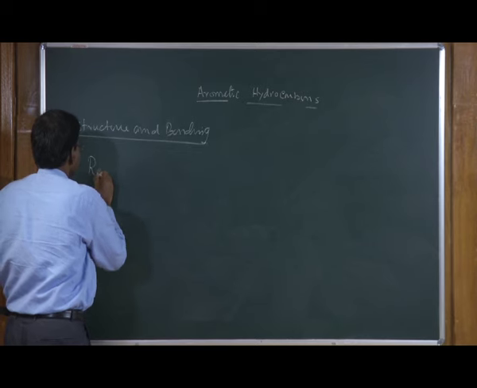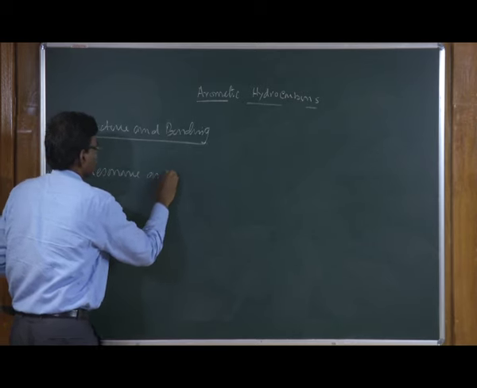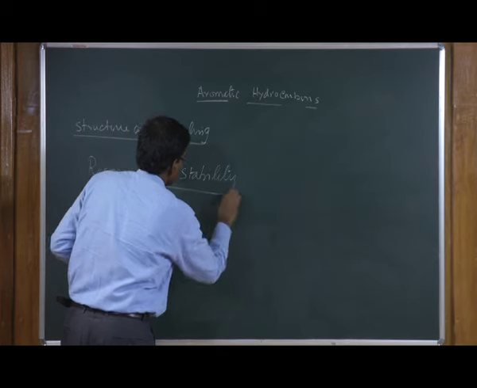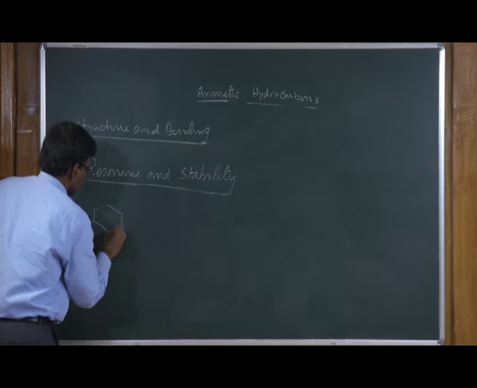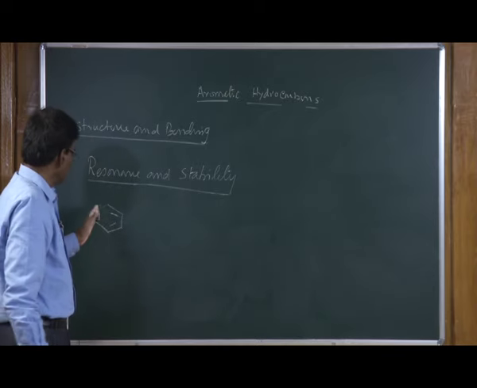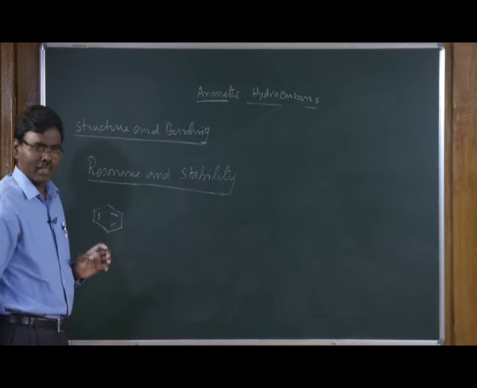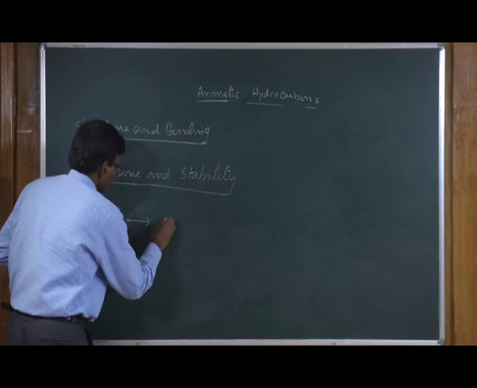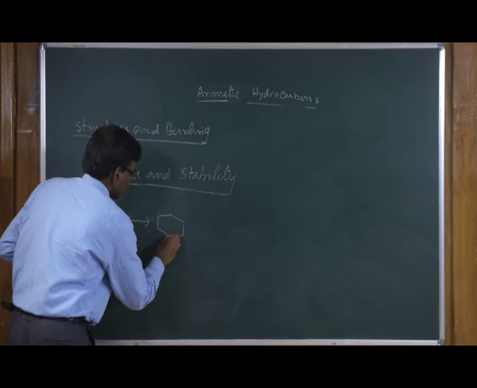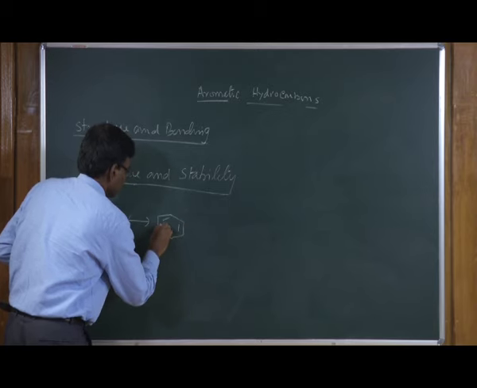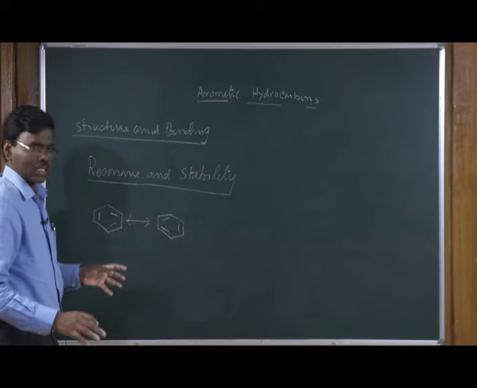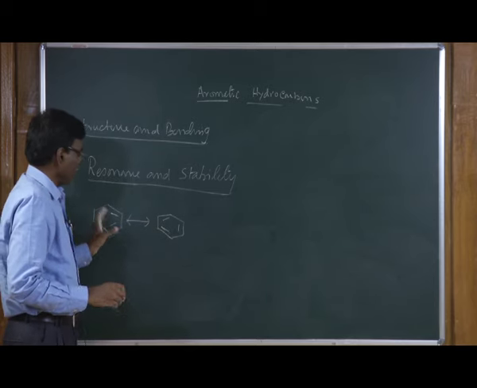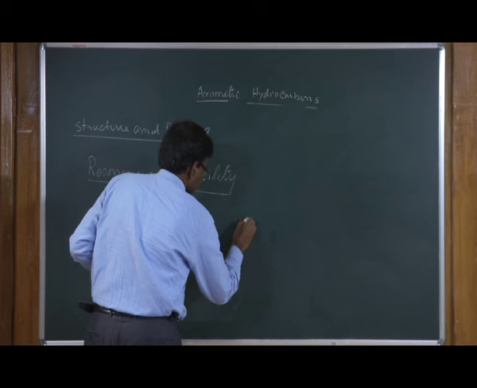Next, resonance and stability. We have just seen the structure of benzene, and if you look at it, it looks like single bond, double bond, single bond, double bond, single bond, but that is not right. Benzene is basically a hybrid of resonance structures. These are the two main resonance structures. Resonance structures are different structures, but the atoms are in identical positions. Benzene is basically a hybrid of resonance structures.